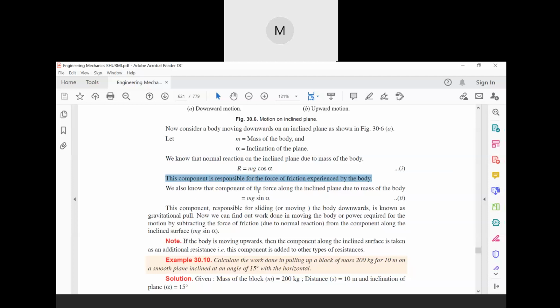And due to the inclined plane, this will be what? Mg sine alpha. Now the component responsible for sliding or moving the body downwards, this is known as what? Gravitational pull. Okay? This thing is known as what? Gravitational pull.